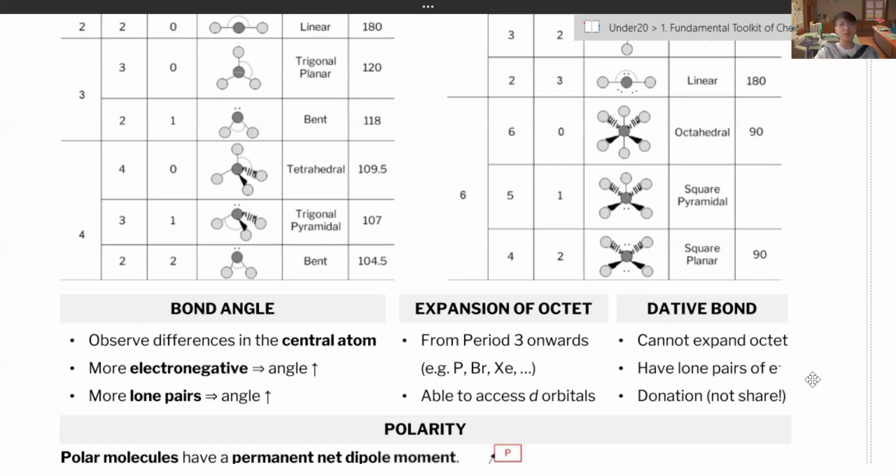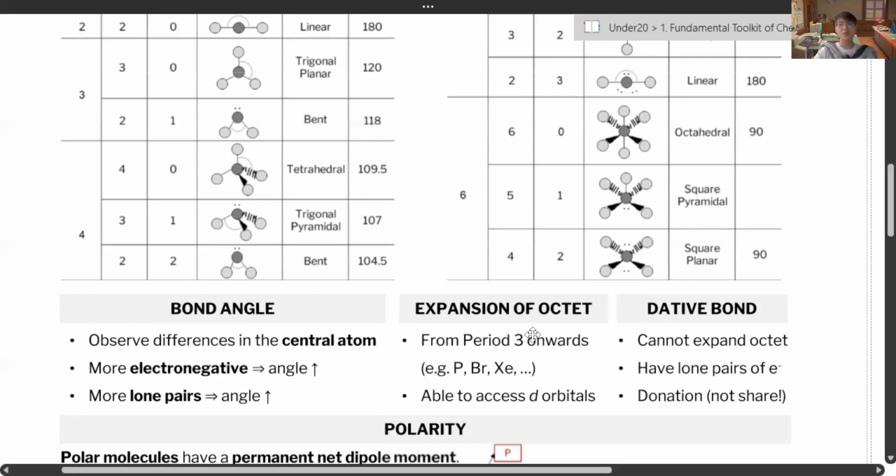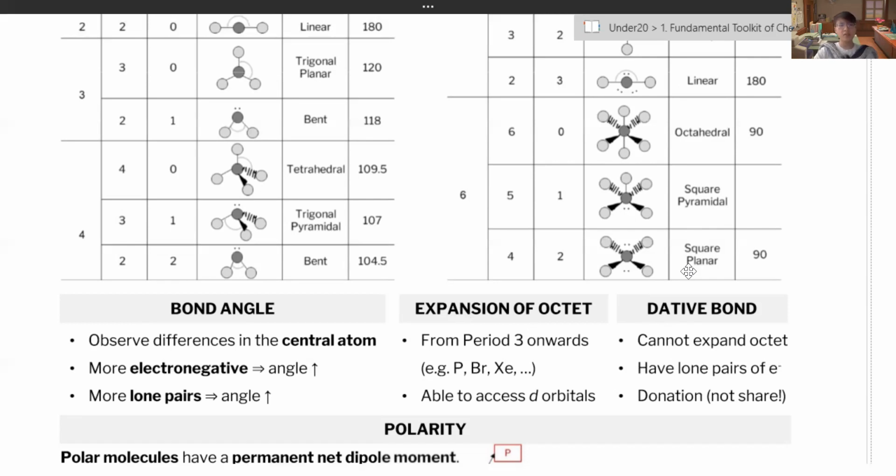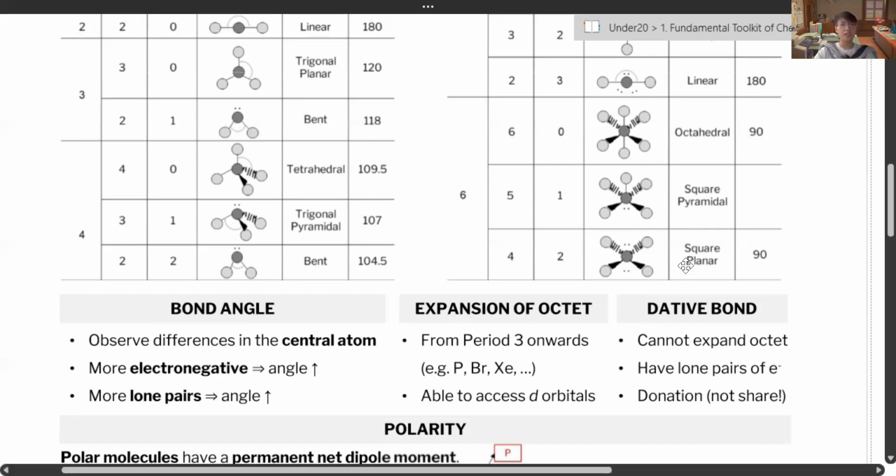The reason is because you still need to obtain your octet configuration, but you can't unless you give it to someone else. So dative bonding is usually for atoms that cannot expand their octet and have a lone pair of electrons. Then there will be complete donation in the form of a sharing. Okay, so it's like sharing but donating at the same time.